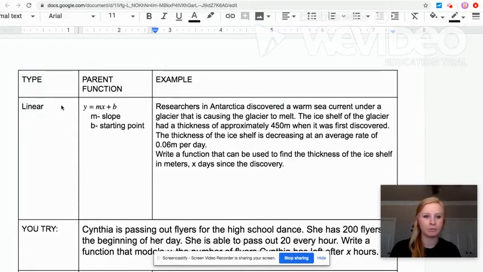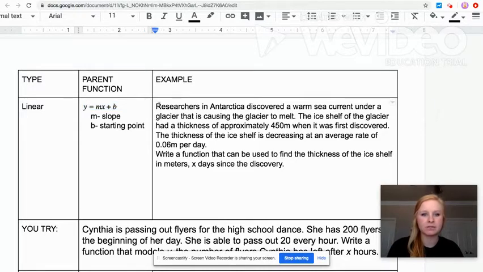Okay, linear word problems. And we know that linear word problems are y equals mx plus b, right? And m is our slope and b is our starting point. And so what we're going to do today is look through these word problems, break them down, and then we're going to do exactly what you're going to do later on.